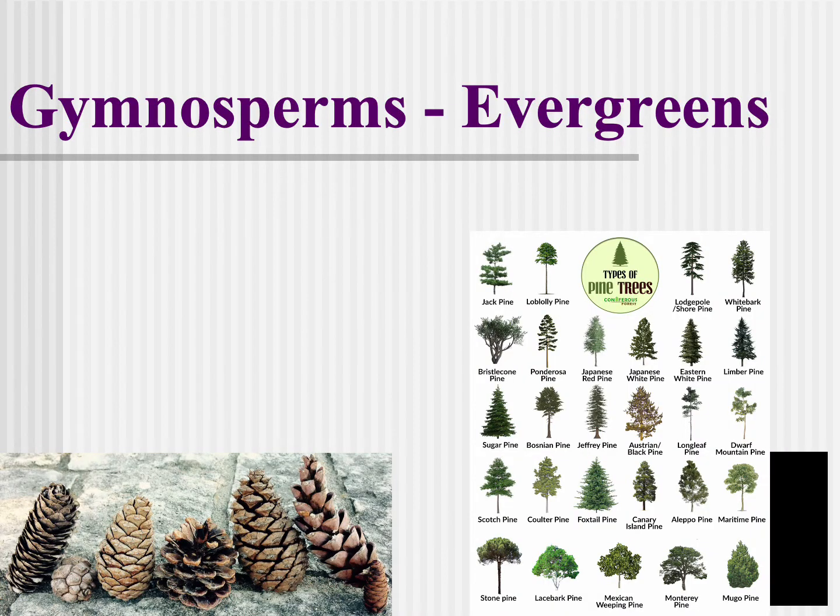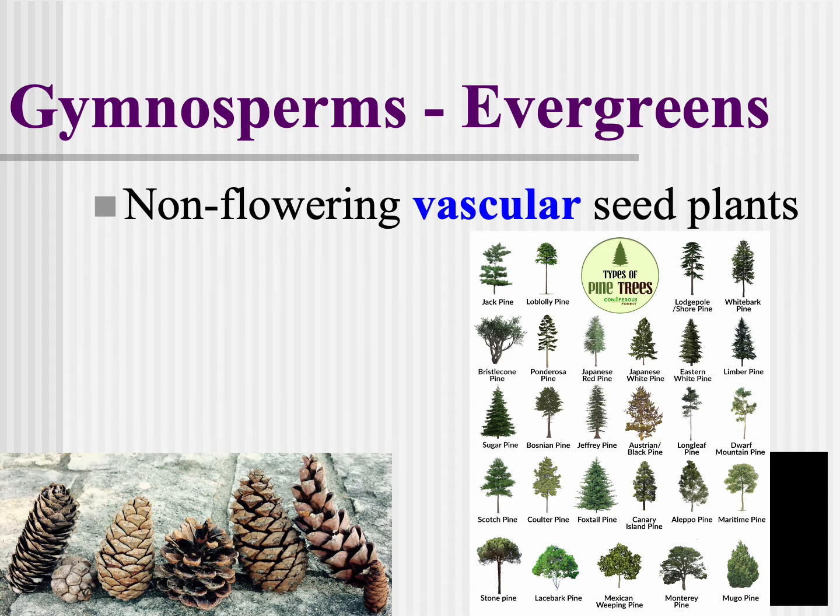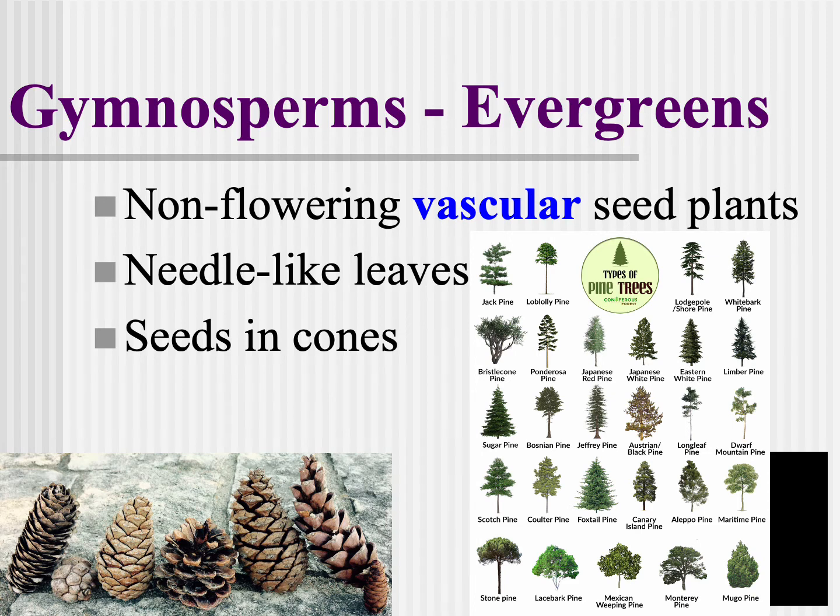The next group are the Gymnosperms or evergreen trees. These are non-flowering vascular seed plants. So how do they distribute their gametes? They have cones, so their seeds are found in cones. And one of the other things that's characteristic of Gymnosperms is they have very skinny, needle-like leaves. And another thing about them is that typically, as the name evergreen implies, these plants are always green in color. They don't lose their leaves typically all at once, but they stay green and needle-like. And then sometimes you can see the cones on those trees.